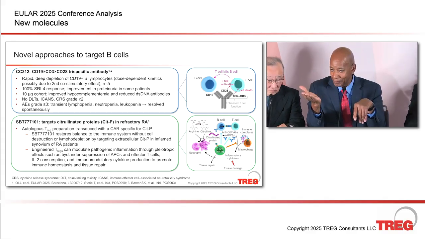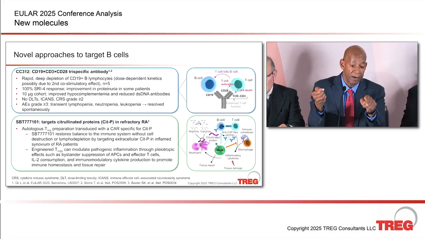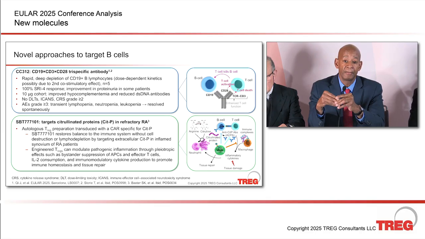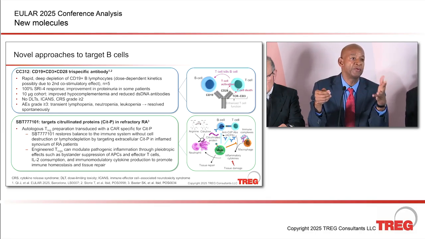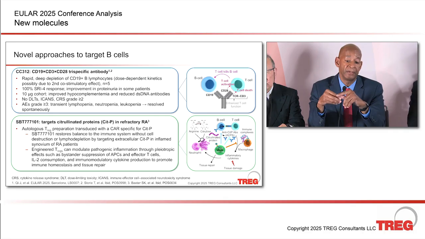This morning at the late breaker, the Chinese group described a few patients that had lupus. Guess what? 100% of them had an SRI-4. They decreased the proteinuria. They improved all the other parameters that we're looking for in lupus. So it's very exciting times. We do see some expected side effects that we described with the B cell targets. Down below, there's another target.